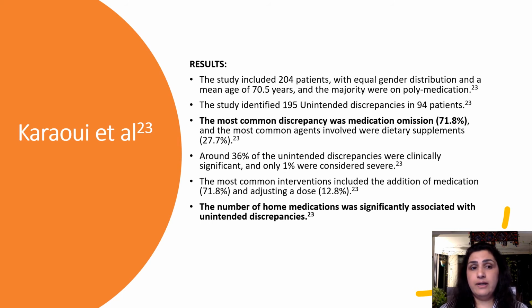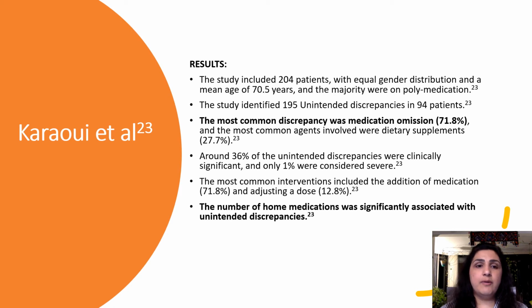So I have highlighted this most common discrepancy, medication omission, because if we go back to my clinical vignette, what happened there? The same kind of medication omission happened there. The omission error happened, and the patient's home medications were just missed to be started in the hospital, and that caused the hypertensive crisis in that patient. So this study proved that finding.